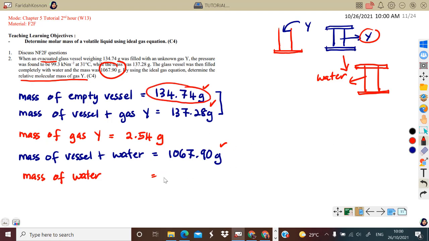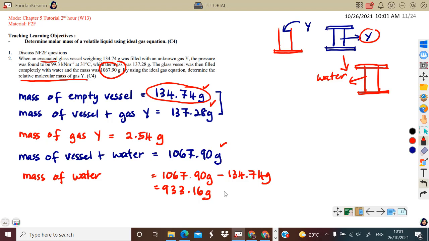So you kena buatlah sikit operasi kan. Ni macam matematik biasalah. 1067.90 gram minus 134.74 gram. Tekan kalkulator tolakkan. You akan dapat lebih kurang 933.16 gram. Jadinya sekarang kita sudah ada dua data yang penting. Tapi soalan bukan tanya pasal water. Soalan tanya pasal relative molecular mass of gas Y. Kita nak kira relative molecular mass bagi gas Y.